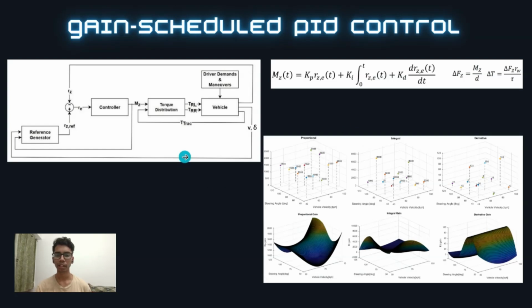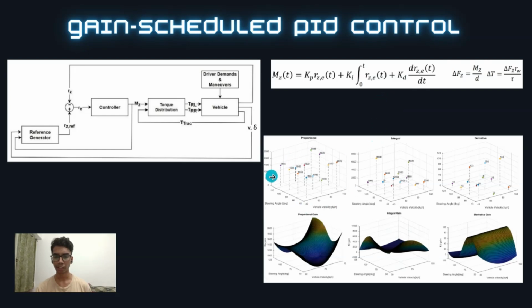Let's check out some control mechanisms for torque vectoring. The simplest one is gain scheduled PID control. What we do in this is that for various steering angles and vehicle velocities, we find the optimal PID constants, which we can provide to this equation, which generates the required yaw moment to be given to the vehicle.